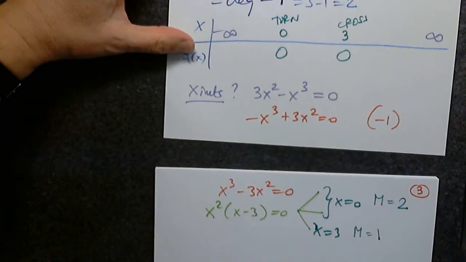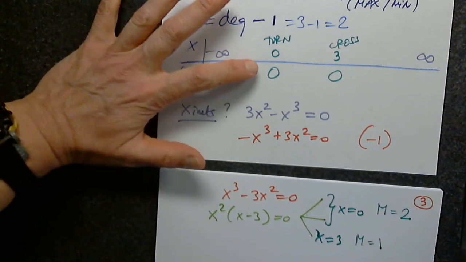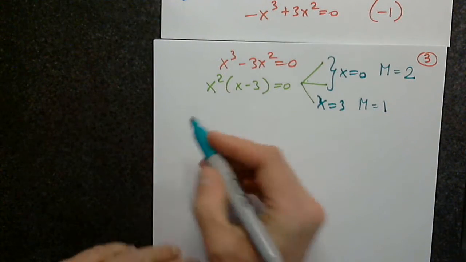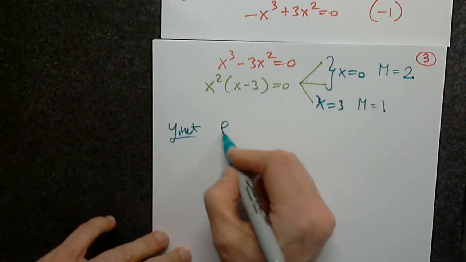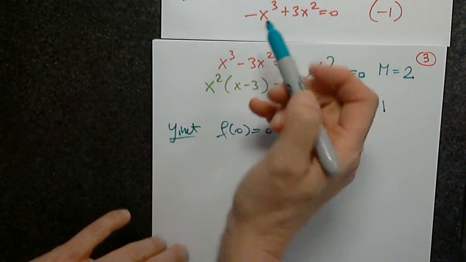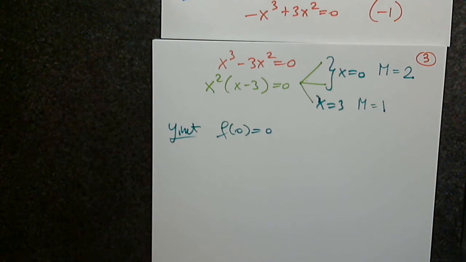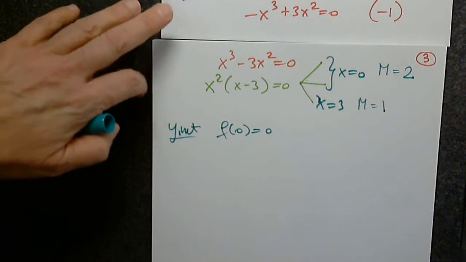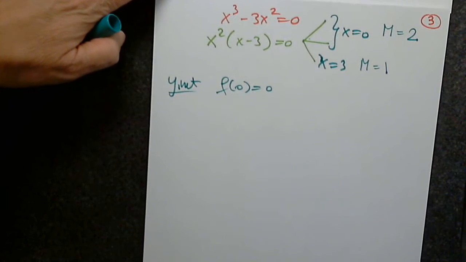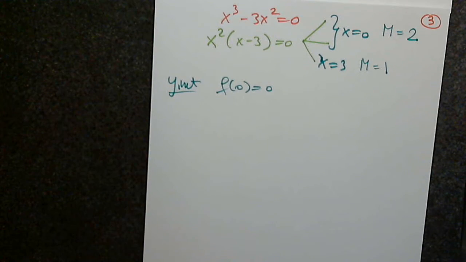We can write it, but there is no point in trying to find the y-intercept because when x is 0, y is 0. But let's write it. Y-intercept f of 0 is 0. Plug it in, 0, 0.